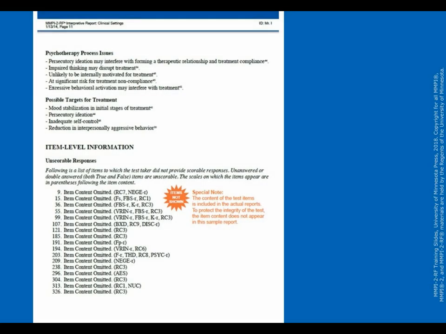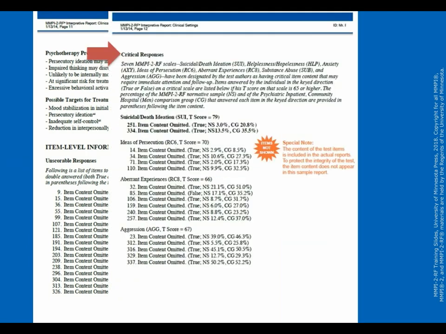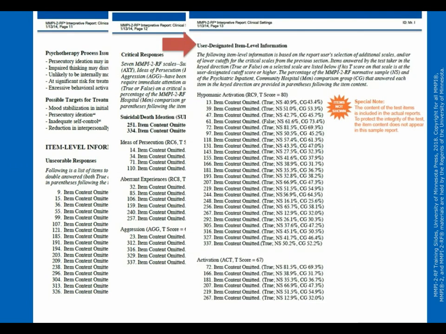Turning back to the broader overview of the interpretive report, the report next contains the item level information. As with the score report, the interpretive report includes information about unscorable responses, critical responses, and user-designated item information.